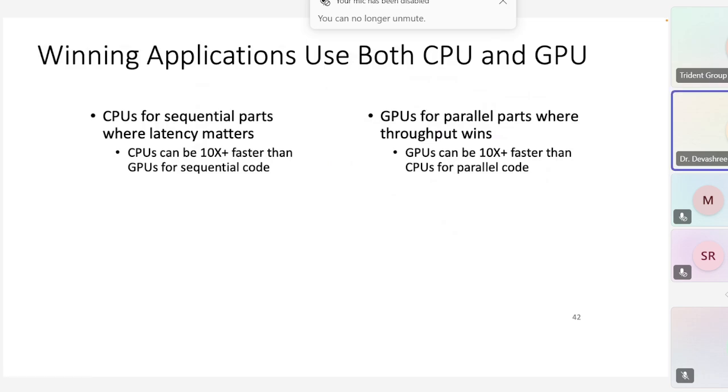To summarize, CPUs have a latency-oriented design, where latency matters for the sequential parts. The CPUs can be way faster than the GPUs if I have sequential code. But if I have a lot of parallel code, then the GPU will be a better design choice, because in that case I can make my code almost 10x faster.